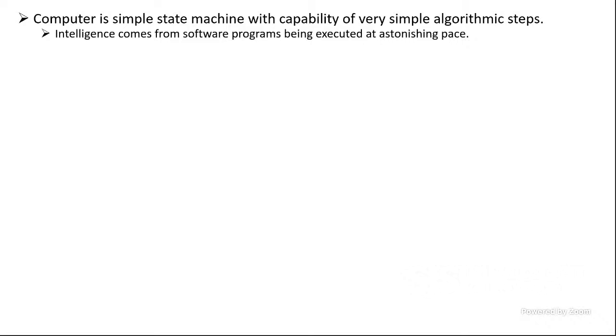If you are thinking so far that a computer is an intelligent system, an intelligent machine, it is not. It is probably the dumbest thing in the whole world. It basically does very simple, repetitive algorithmic steps. Intelligence comes from the software program being executed at a very astonishing pace. That's where the power of a modern computer lies. It can execute things at a very, very astonishing pace, but core intelligence-wise, this is not an intelligent system. It cannot come near to human intelligence.